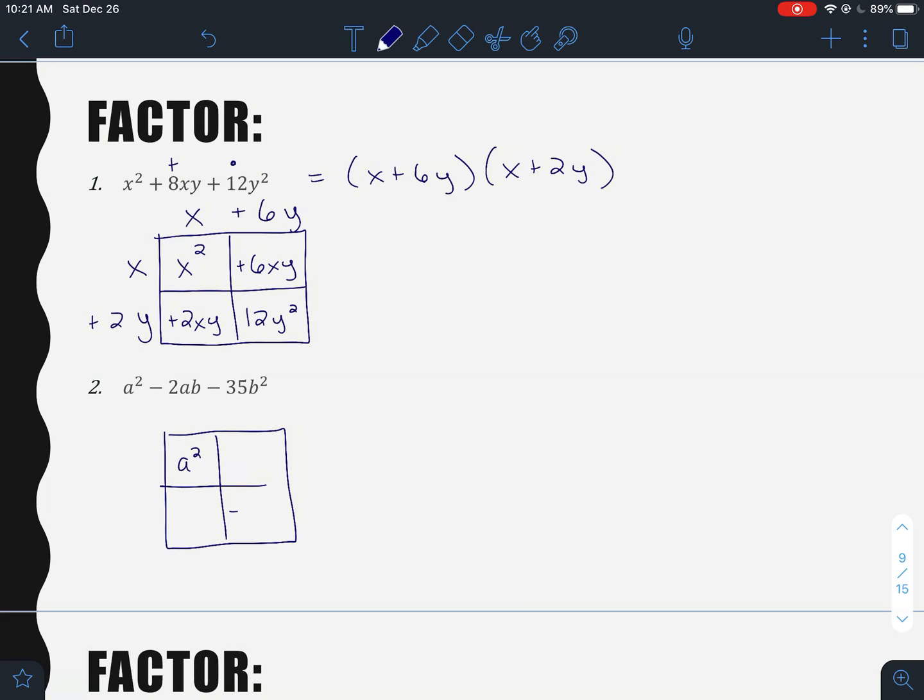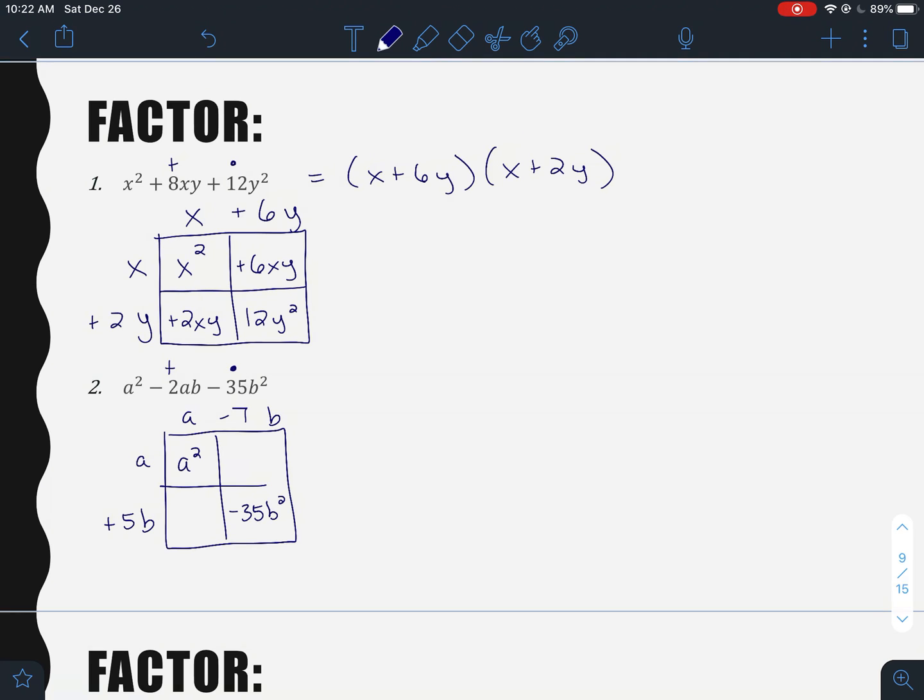All right, let's try the box again. So we have an a squared and a negative 35b squared. So I know I need an a and a b, and then I need an a and a b, to get the a squared and the b squared. And now I need two numbers. When I multiply them, I get negative 35, and when I add them, I get negative 2.